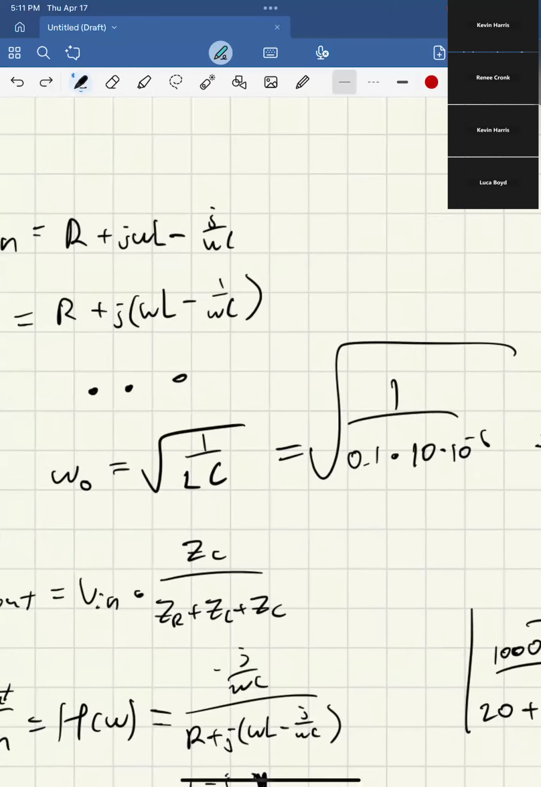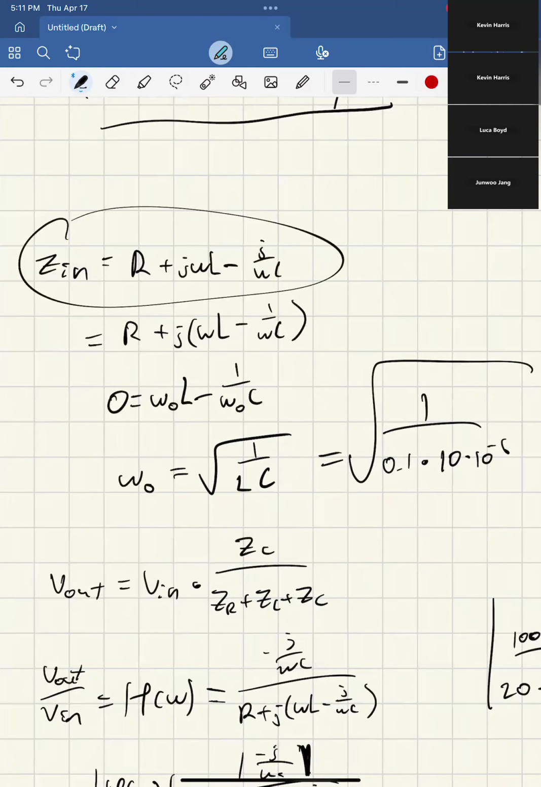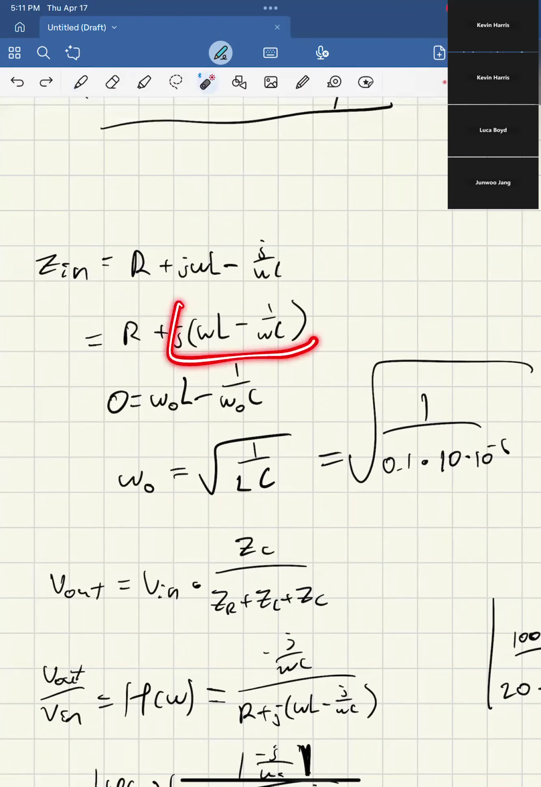But basically what we did here is, I guess I should have added another step here. I'll just write it in here. So we find the input impedance here, right? And then we find out what its imaginary component is. And then you would set the imaginary component equal to 0. And then that is your omega naught.